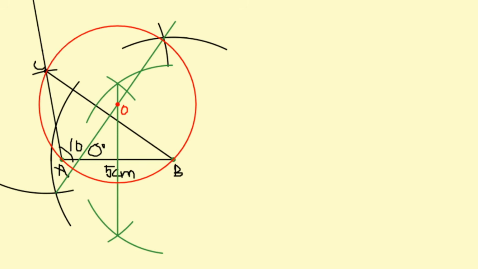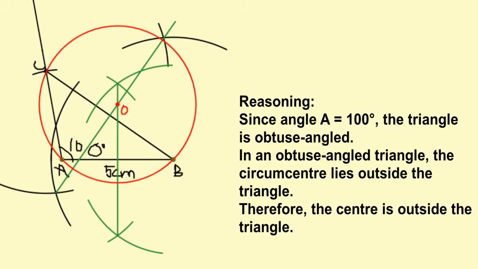So this is the required circle. So what we understood, since angle A is equal to 100 degrees, the triangle here is an obtuse angle triangle, and in an obtuse angle triangle the circumcenter, you can see the center O lies outside the triangle, therefore the center is outside the triangle.